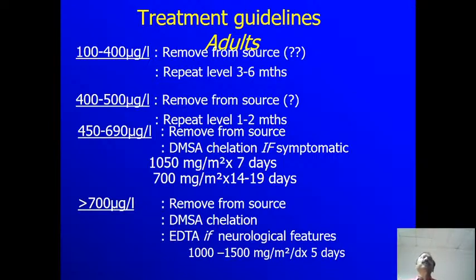Okay, now for 450 to 690 micrograms per liter, you remove from the source and chelate with the dosage which is there: 1050 milligrams per meter square if you want to give for 7 days, or 700 milligrams per meter square for 14 days. If you're giving for a longer period, you can give a smaller dose. For those who have higher than 690, you'll have to give a slightly higher dose of the chelating agent.